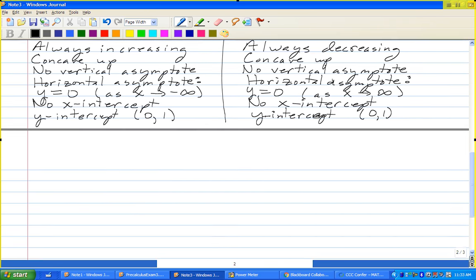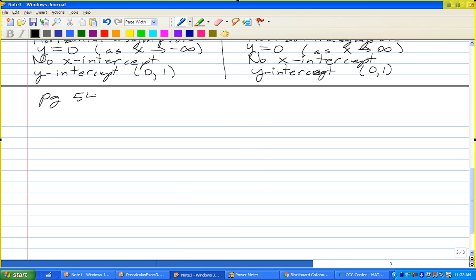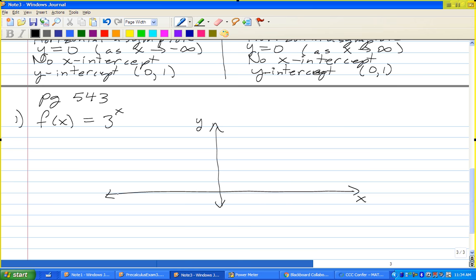Let's do some examples. Let's say on page 543, let's do problem number 1. In exercises 1 through 28, sketch a graph of the function, give the coordinates of the y-intercept of each function, and the equation of the asymptote. So f of x equals 3 to the x. Let's sketch a graph of this. When x is -2, we're at 1/9. At -1, we're at 1/3. At 0, we're at 1. At 1, we're at 3. At 2, we're at 9, etc.